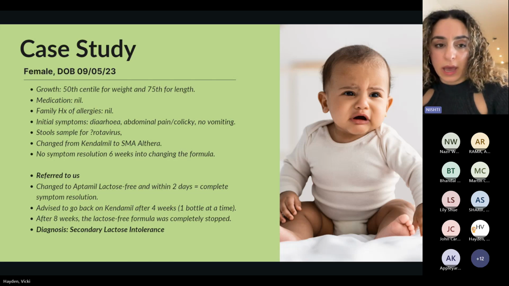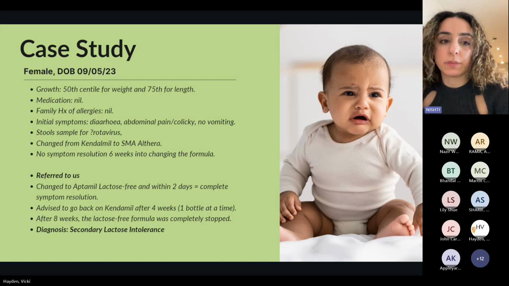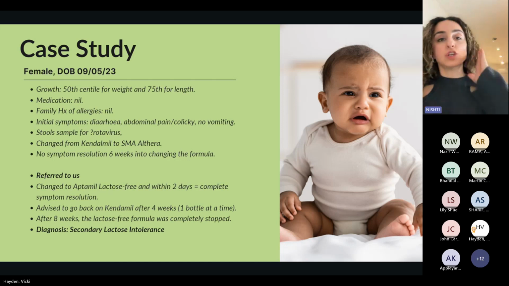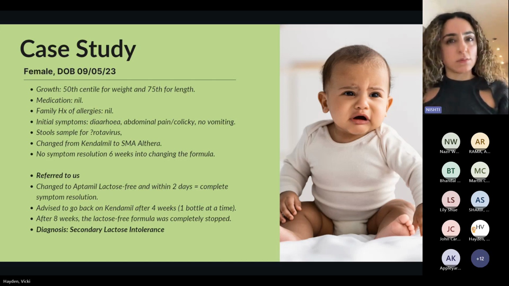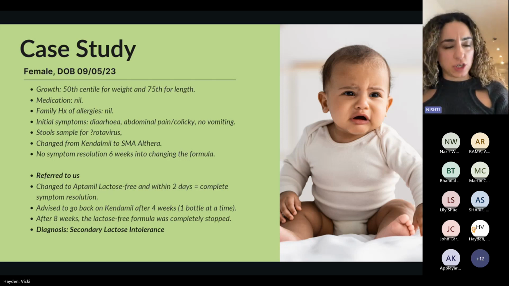So we saw her and we suspected that she probably had secondary lactose intolerance. So we changed her to Aptamil lactose-free because she didn't have any other symptoms suggestive of non-IgE cow's milk allergy. So as you can see, diarrhea, abdominal pain, no vomiting. So that's a big cue.